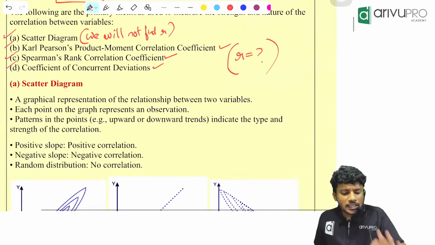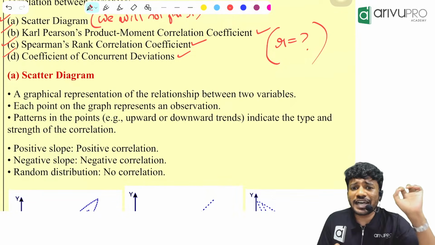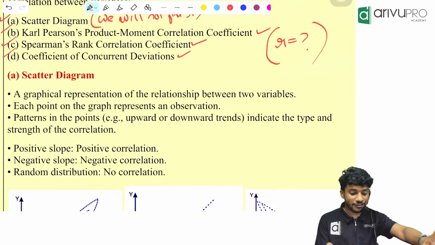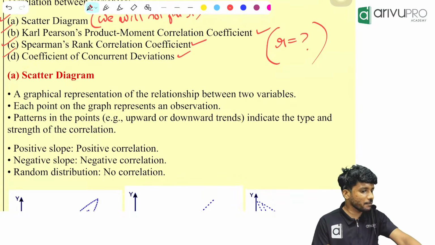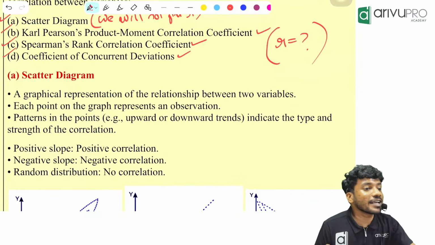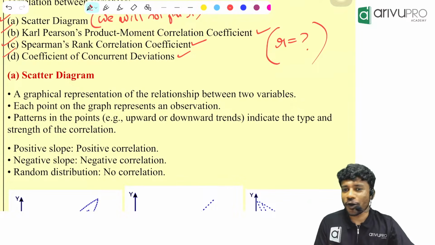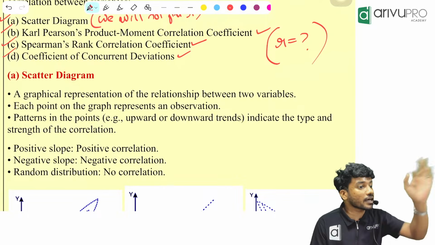Now, scatter diagram is the first one. In the scatter diagram, are we finding the numerical value of R? No, we are not going to find the numerical value of R. But using the graph of X and Y, we will say whether they are related or unrelated, positive or negative, no correlation or perfect positive. All these things we will say using the graph.